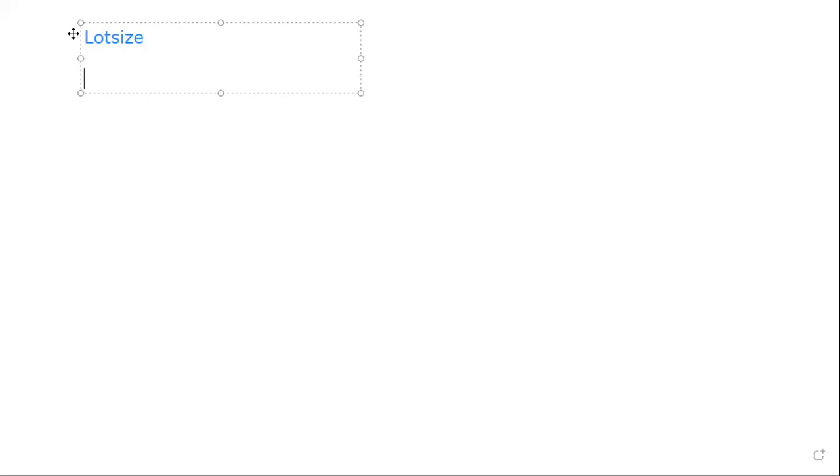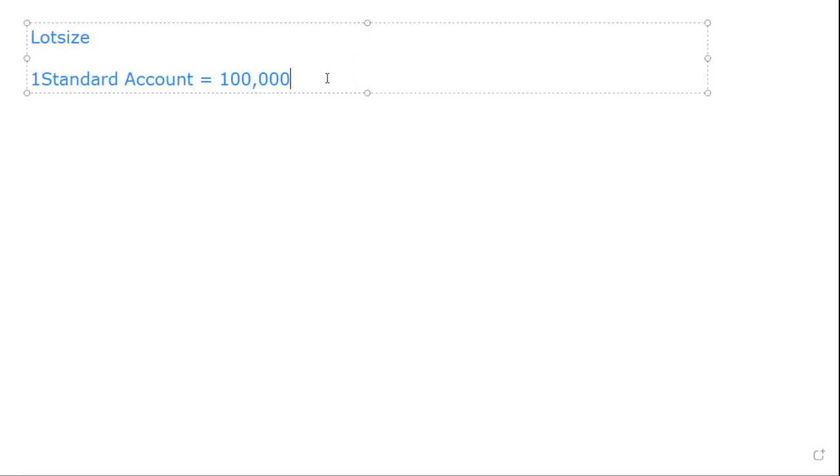In this contract, we always use a standard way of one standard lot, one standard account. One standard account will be able to access the base currency at $100,000. So $100,000 of the base currency, if you are dealing with something like euro.